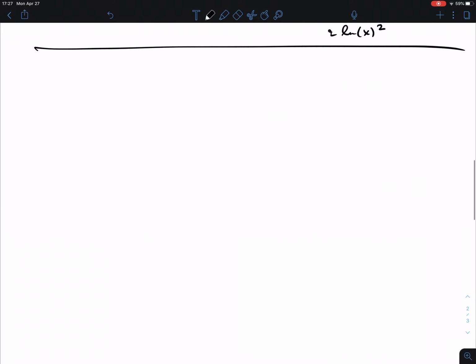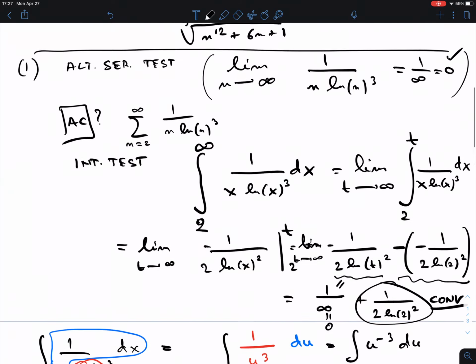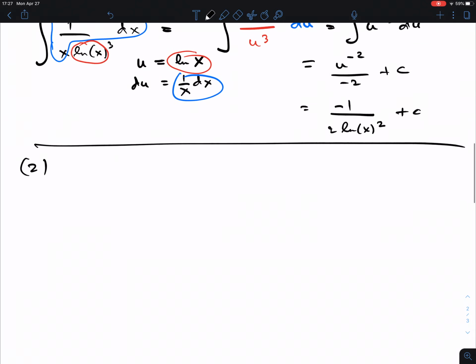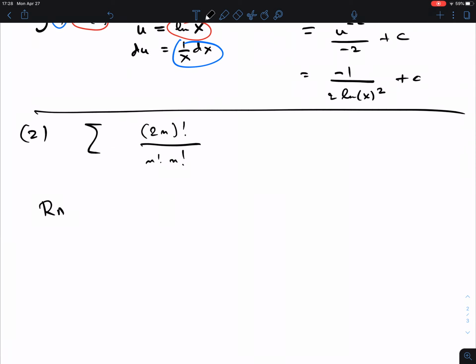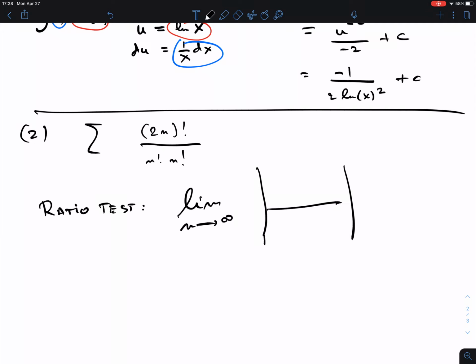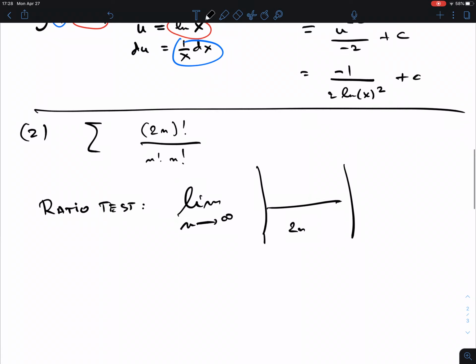Number 2, let me copy it again. How was it? It was the summation of (2n)! over n! n!. This one, because of the factorials, can only be the ratio test. So the limit for n going to infinity. Absolute values are not necessary because everything is positive, but I still write them to remind you of them. That's what you get just copying.